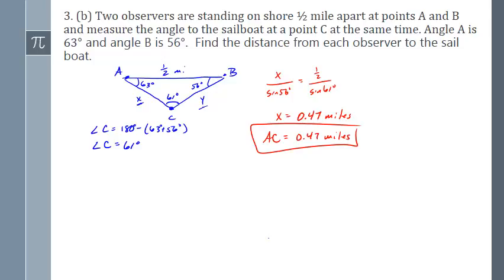And then we can do the same thing to find y. Y over the sine of 63 degrees is equal to 1/2 over the sine of 61 degrees. So y equals 0.51. So that means that B to C is 0.51 miles.